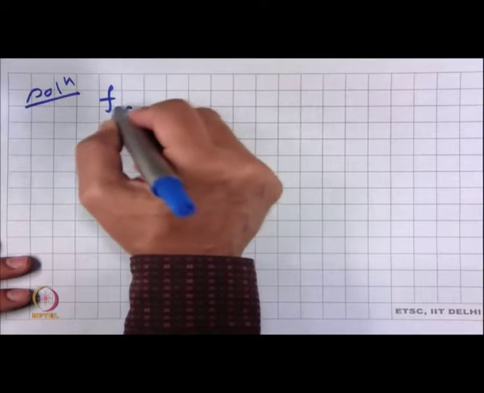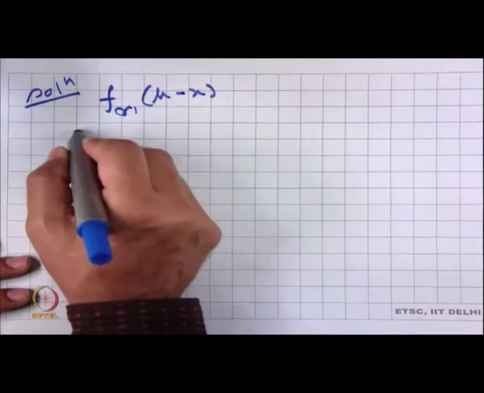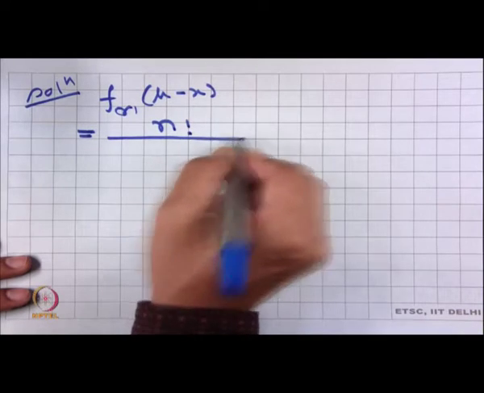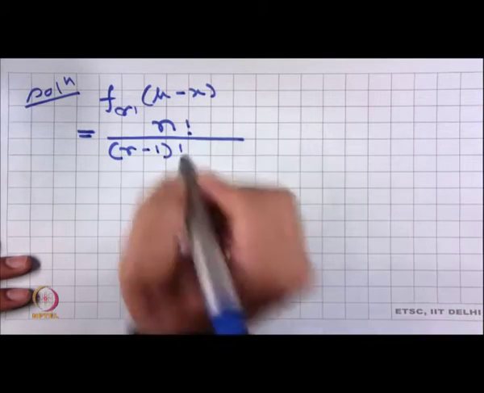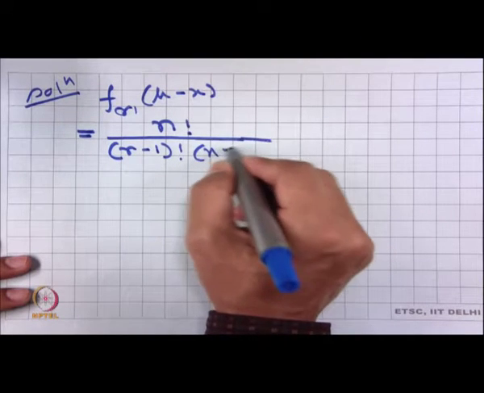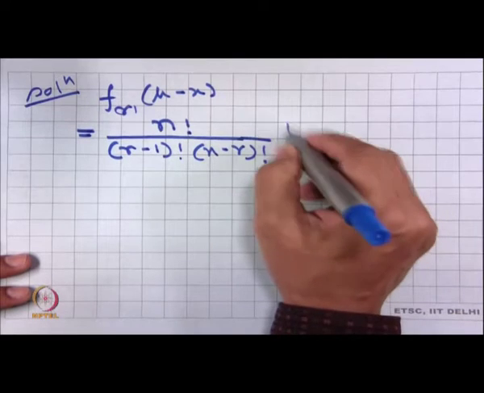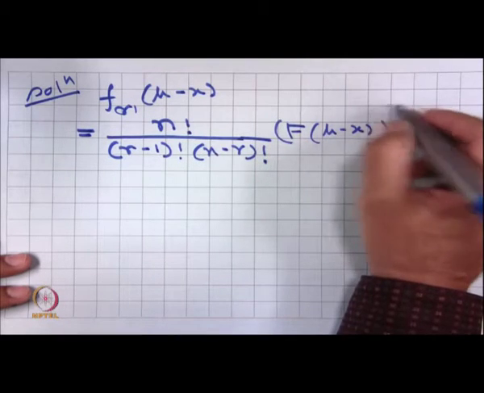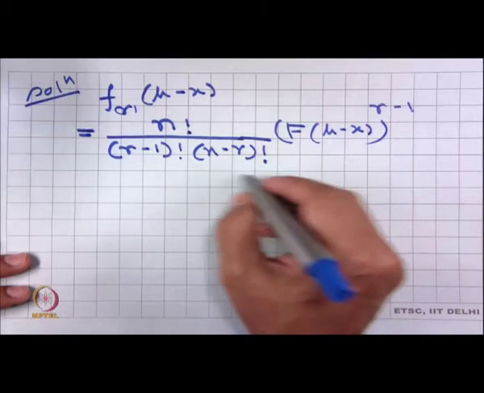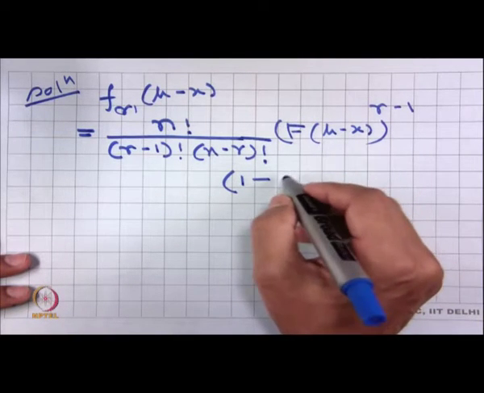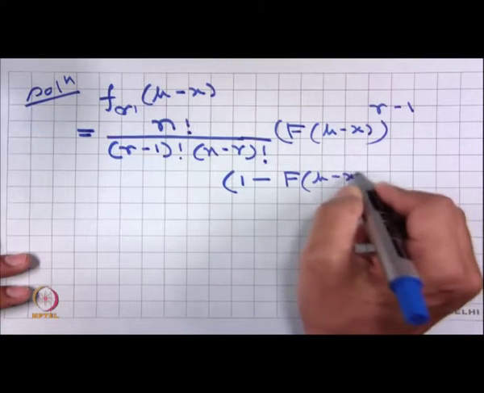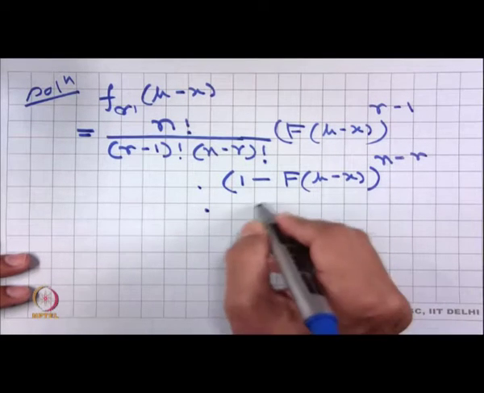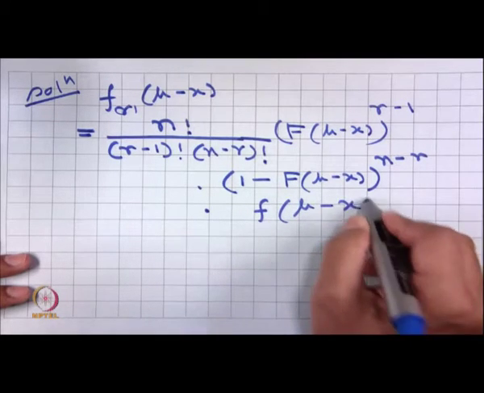Now, f_r at mu minus x is equal to n factorial upon (r minus 1) factorial into (n minus r) factorial, F at mu minus x whole to the power r minus 1, into (1 minus F at mu minus x) to the power n minus r, multiplied by f at mu minus x.